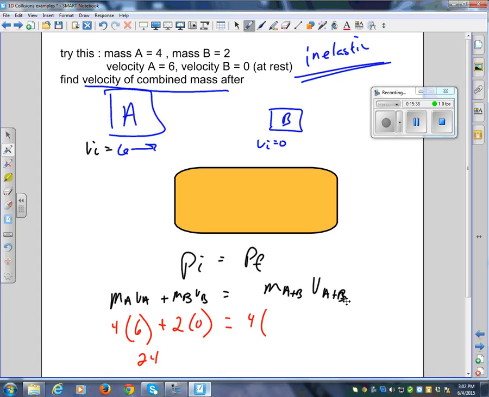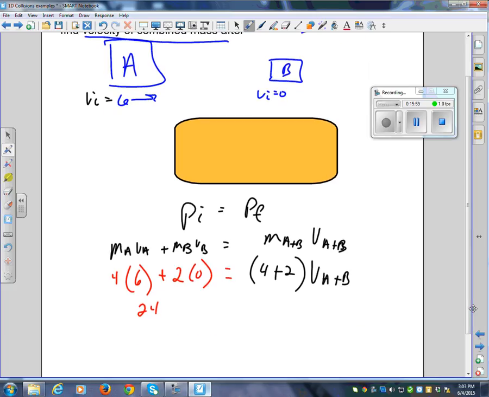So what is the mass of A plus B? 4 plus 2, right? Can I just write 6? You know what? Yeah. For the sake of notes and examples, I'm going to write 4 plus 2 together. For Ryan at home, yes. So what is the velocity of A plus B after? 24 divided by 6, or meters per second.